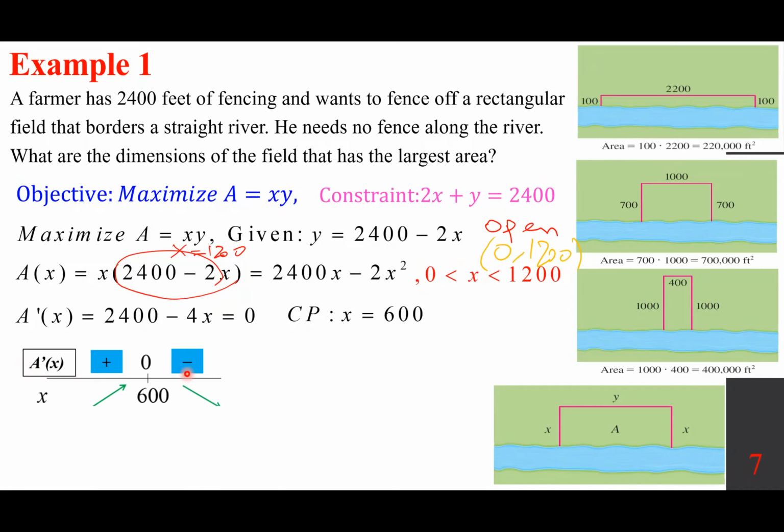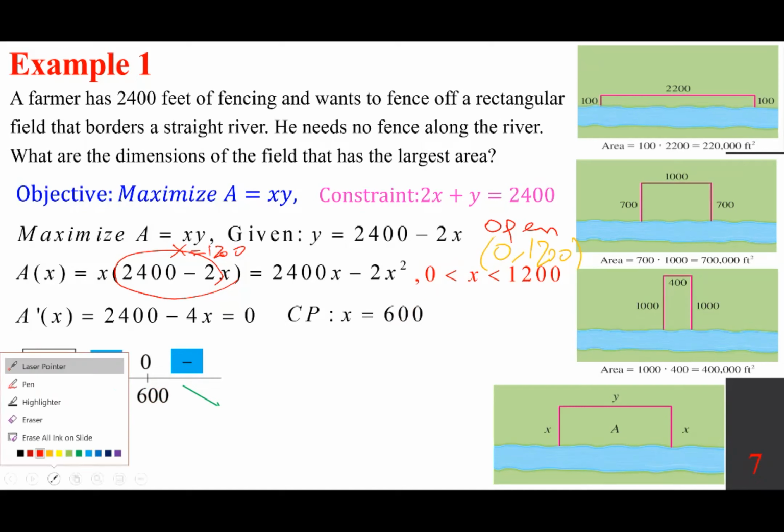So if we go with the first derivative test, we need a sign graph. So here's the sign graph. You put the CP here, 600. This is x. This is f prime of x. And to the left of 600, you pick a test point. Any number will do. So TP.